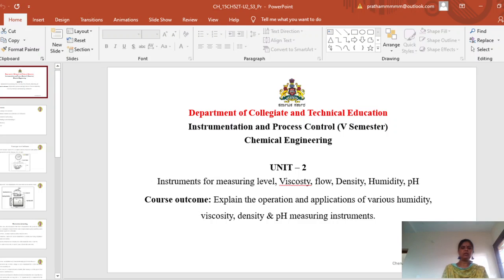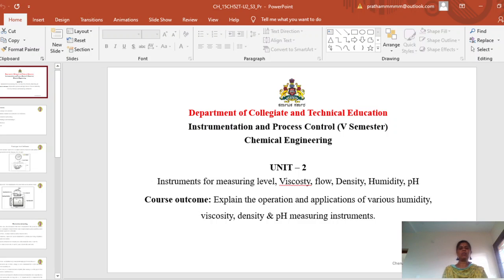Hello everyone. In the last session, we were learning about the direct level of liquid measurement. So, in continuation with the last class, we will learn today also about the level measurement, that is of float type level measurement with a hydraulic transmission system.